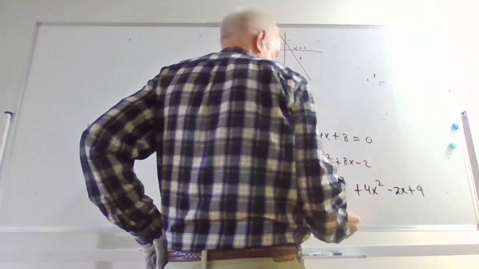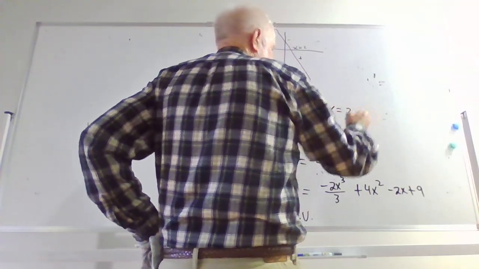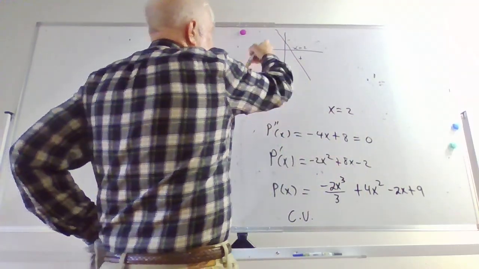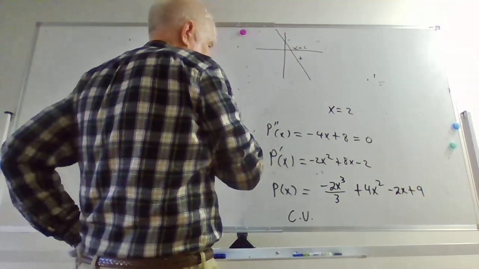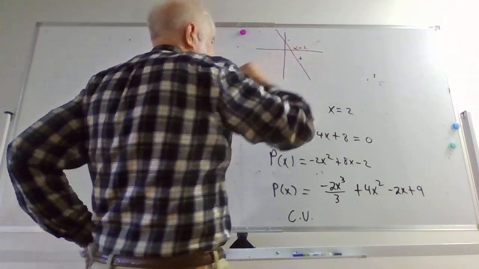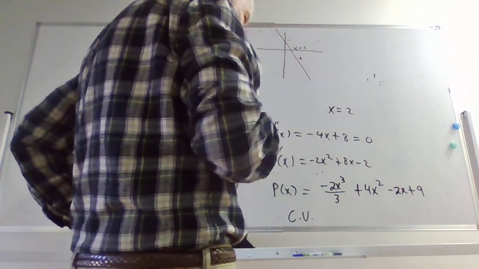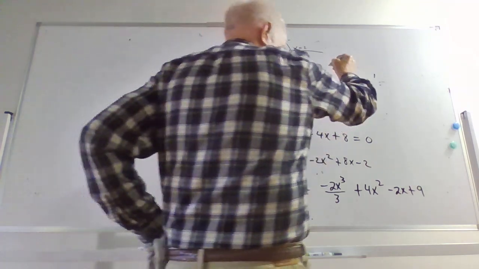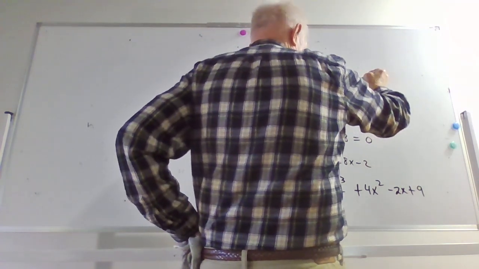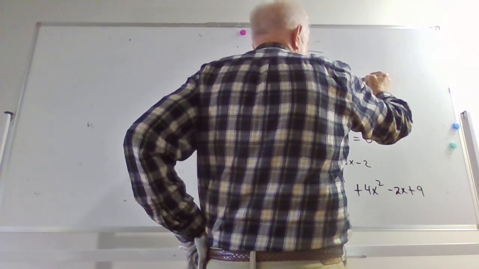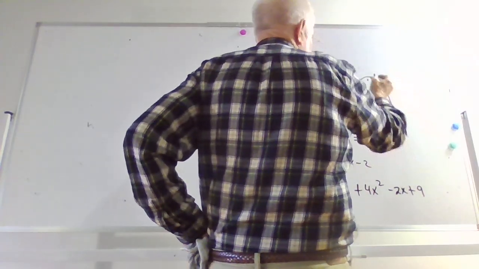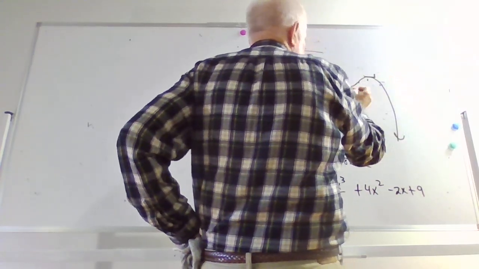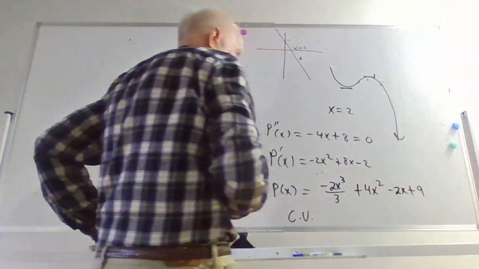So when does this equal 0? When x equals 2. So we have something that's concave down. Concave up and then concave down. So this cubic is concave up and then concave down. Something like that. So our local min is on the left, right, where it's concave up.